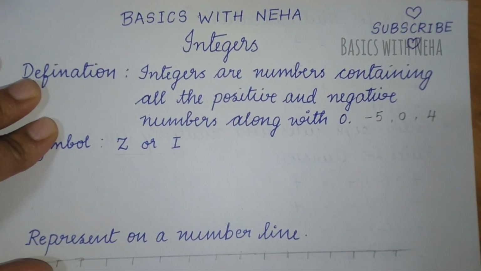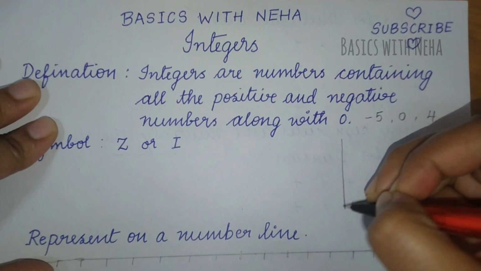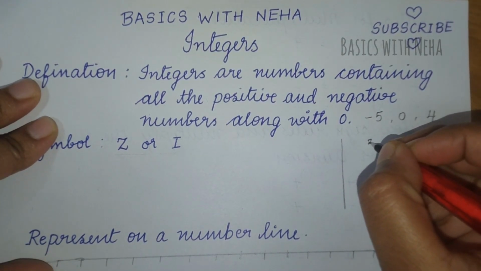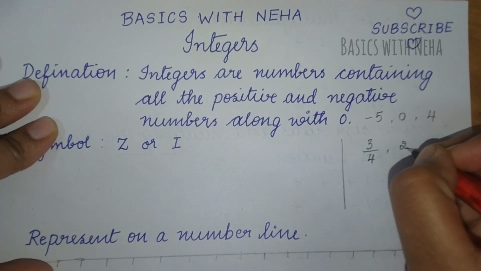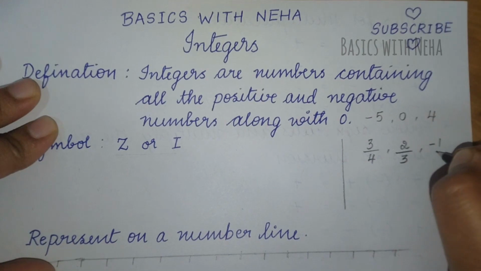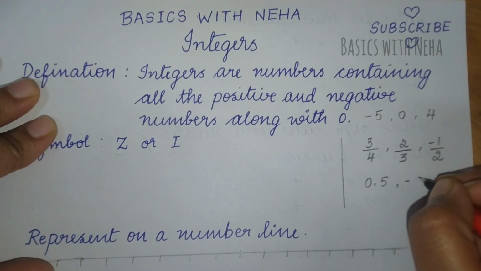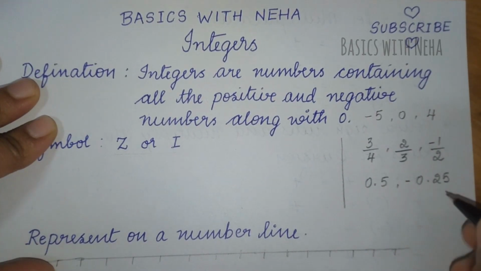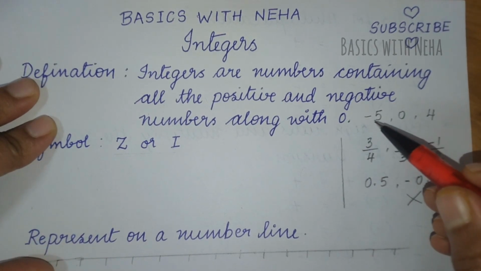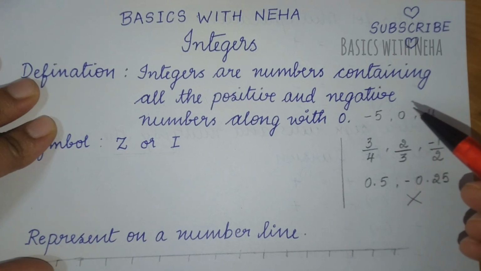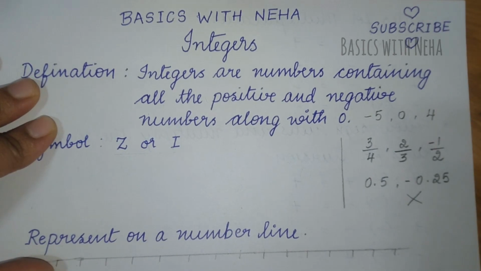Okay, so these are called integers, and integers will not have any numbers like fractions. Fractions such as 3 by 4, 2 by 3, -1 by 2, or decimals like 0.5, -0.25, etc. are all not integers. But numbers like -5, -4, -3, -2, -1, 0, 1, 2, 3, 4, 5, and it can go infinitely, are all called integers.